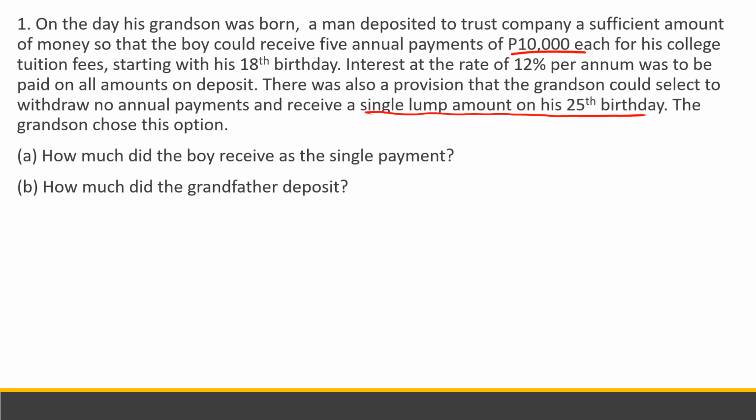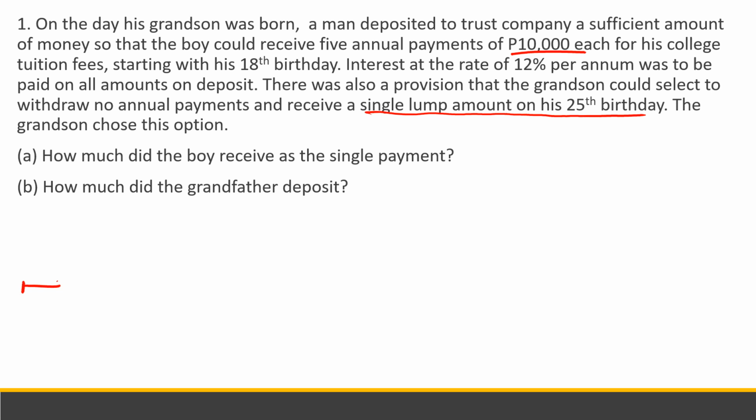So sa 25th birthday na niya kukunin yun, equivalent amount ng dineposit ng grandfather niya. So that is the option na pinili ng grandson. So the question here is, how much did the boy receive as the single payment? So ano yung amount na yon? And how much did the grandfather deposit? So first we will draw the diagram.